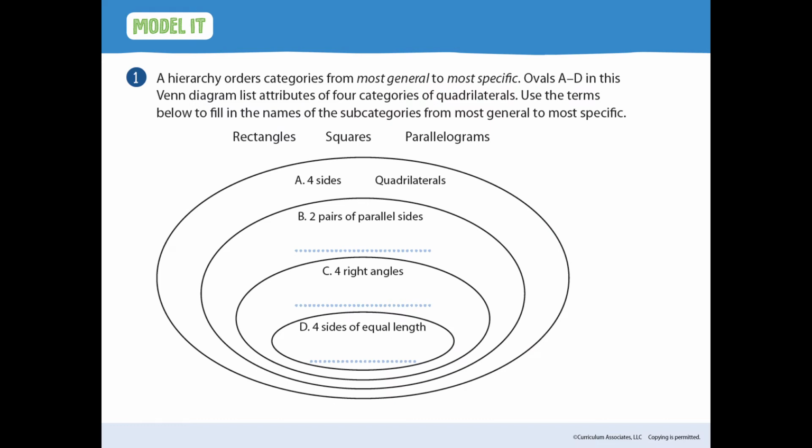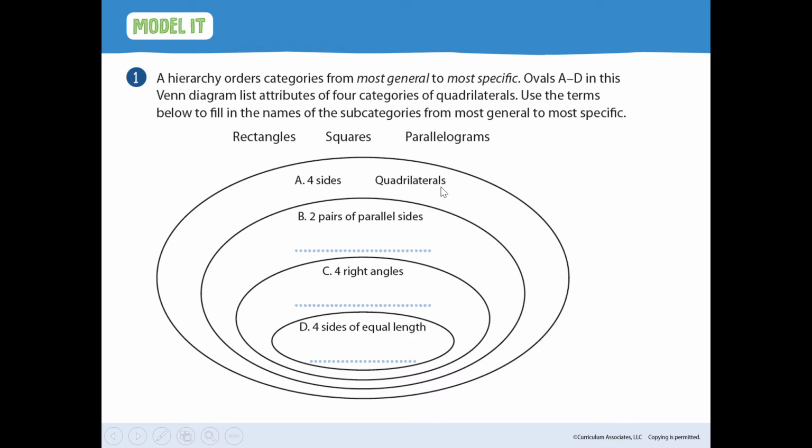Number 1, a hierarchy orders categories from most general to most specific. Ovals A through D in this Venn diagram list attributes of 4 categories of quadrilaterals. Use the terms below to fill in the names of the subcategories from the most general to the most specific. So the ones on the outside are going to be the most general, and then as we work in to more specific. So our 3 options here are rectangles, squares, and parallelograms.